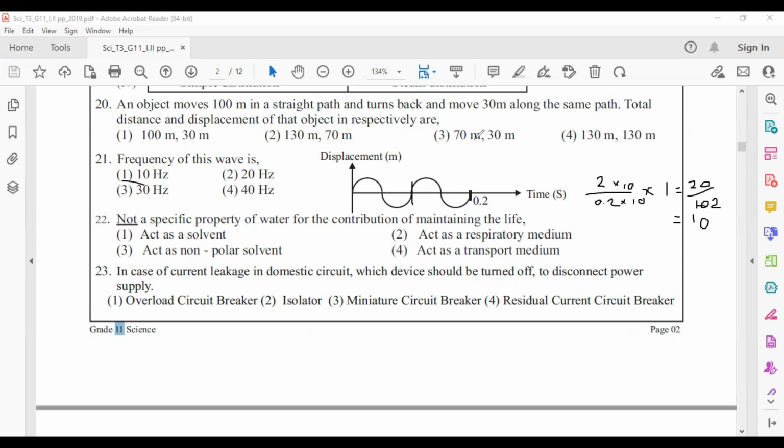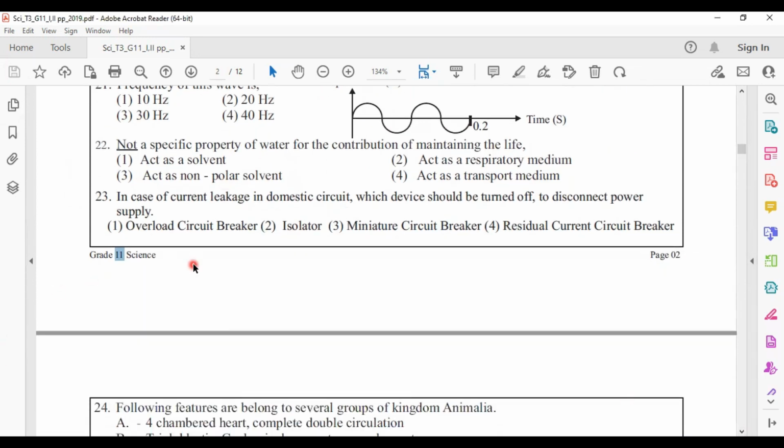Next one, 22. Not a specific property of water for the contribution of maintaining the life. Answer is answer number 2. Act as non-polar solvent. It's not contributing to maintain the life. 23. In case of current leakage in domestic circuit, which device should be turned off to disconnect power supply? Answer 1. Overload circuit breaker.